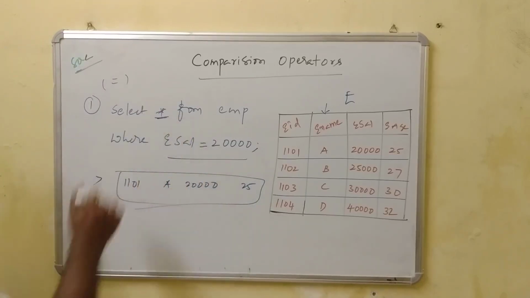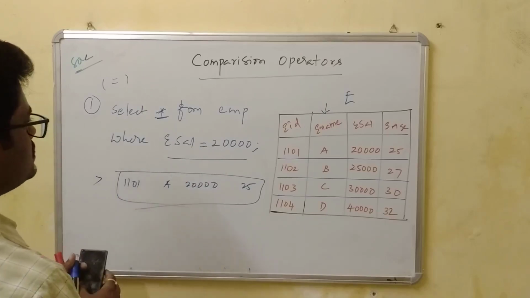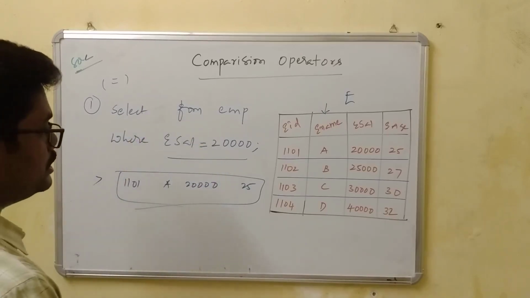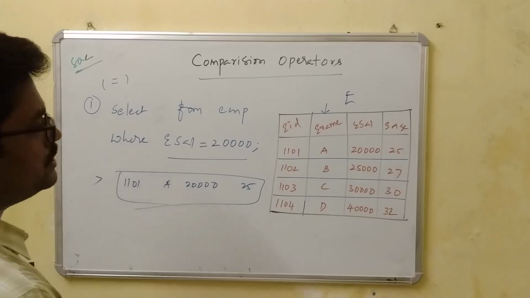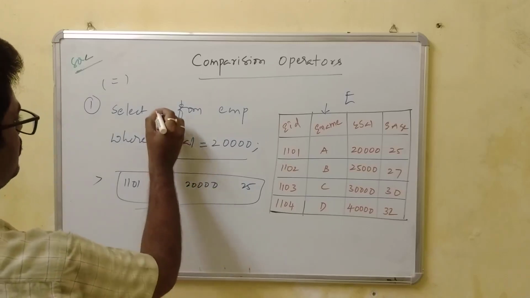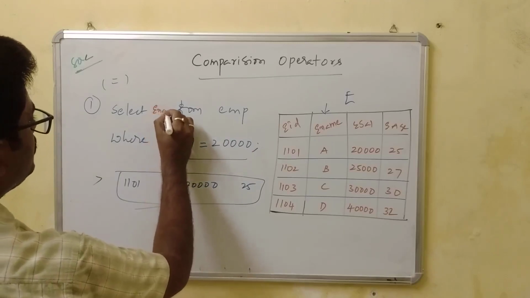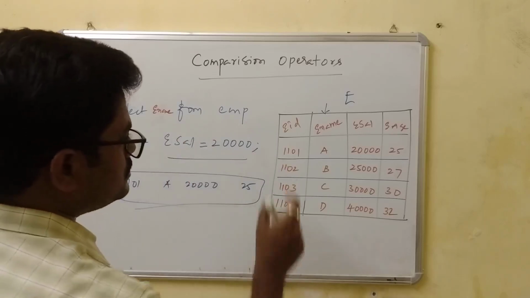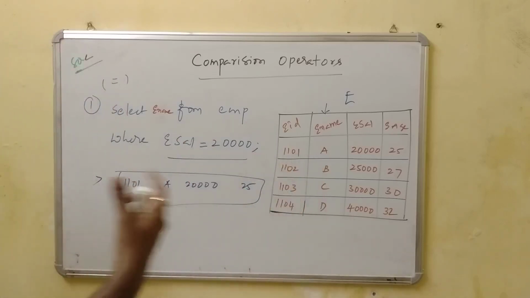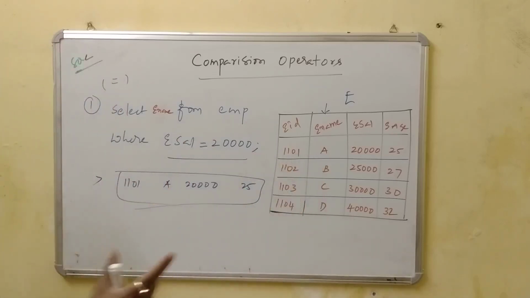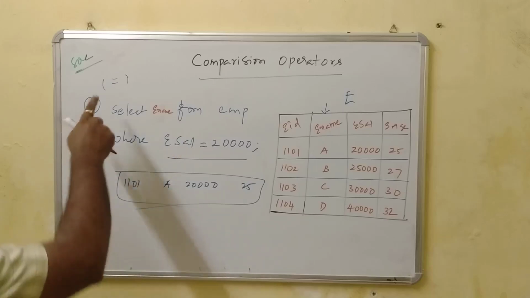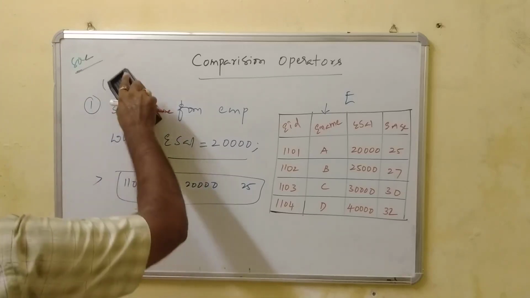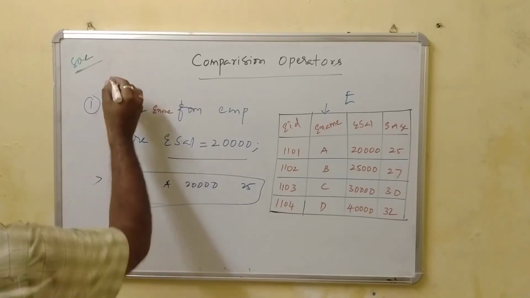If you are writing asterisk here, meaning all, you will get all the details. Or if you don't want all the details and just want the name, then you can write e name. So select e name from employee where e salary equal to 20,000. Such specific conditions, if you want to retrieve them from the table, we can use this equal to operator. Next we can see the second operator, which is called less than.